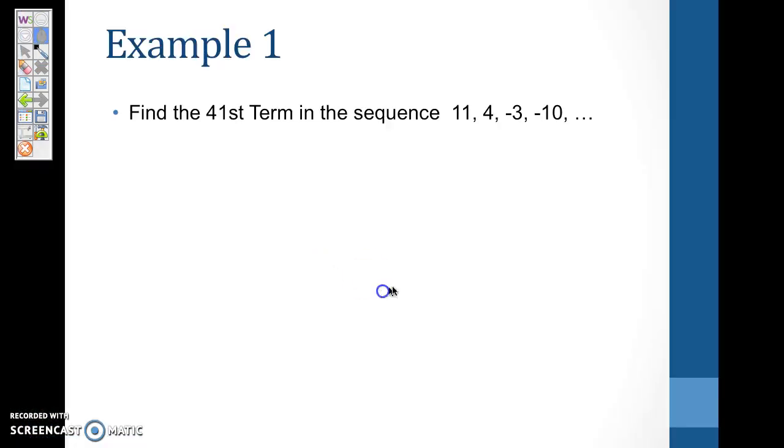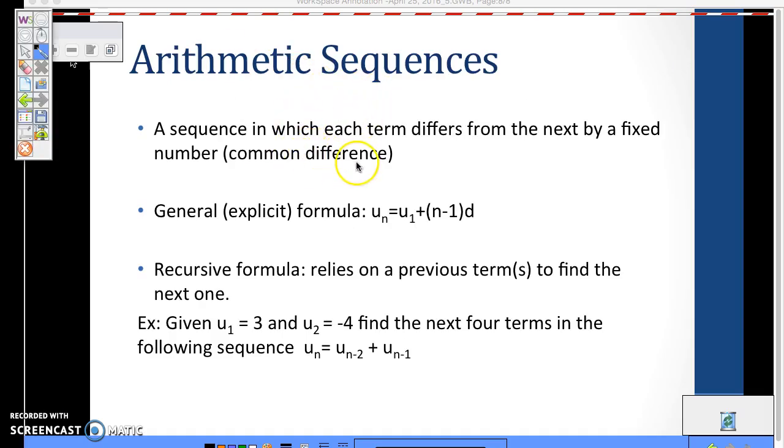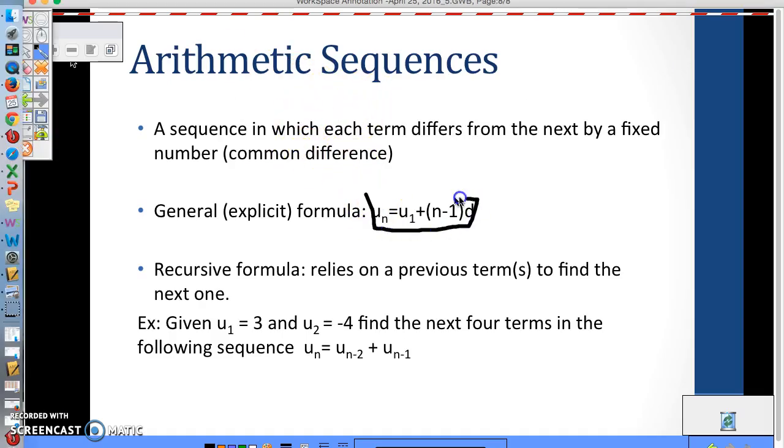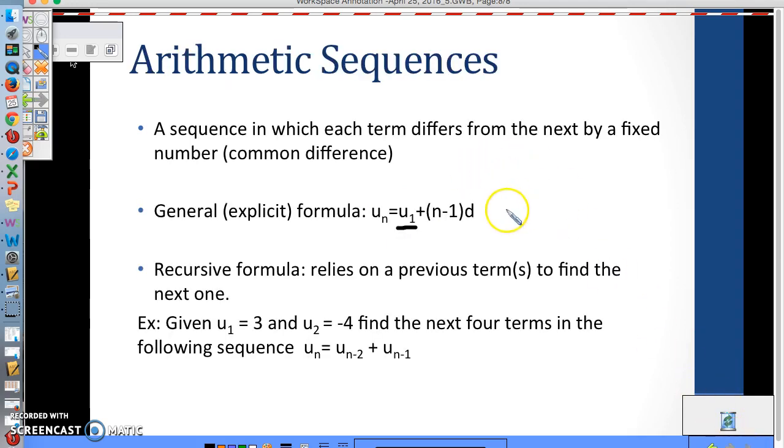Now, you'll often see a formula for this. Well, here's some definitions of arithmetic first. Fixed number, here's the explicit formula. To get any term, and this is just what we figured out on this last page, you take your first term and you apply that common difference one less than the term you want. So this one, we wanted the 41st, so we'd apply it 40 times. So as you can see here, this one would be 11 plus 41 minus 1 times -7, and we should end up with that same thing.